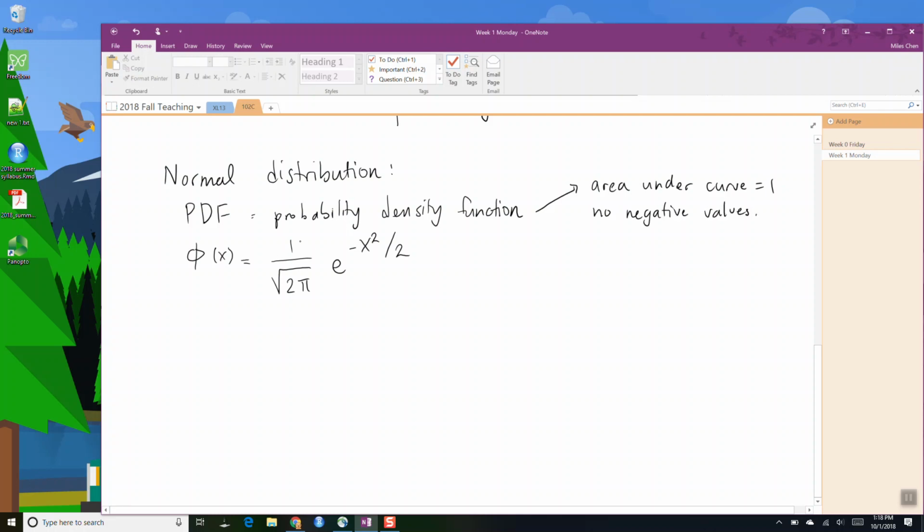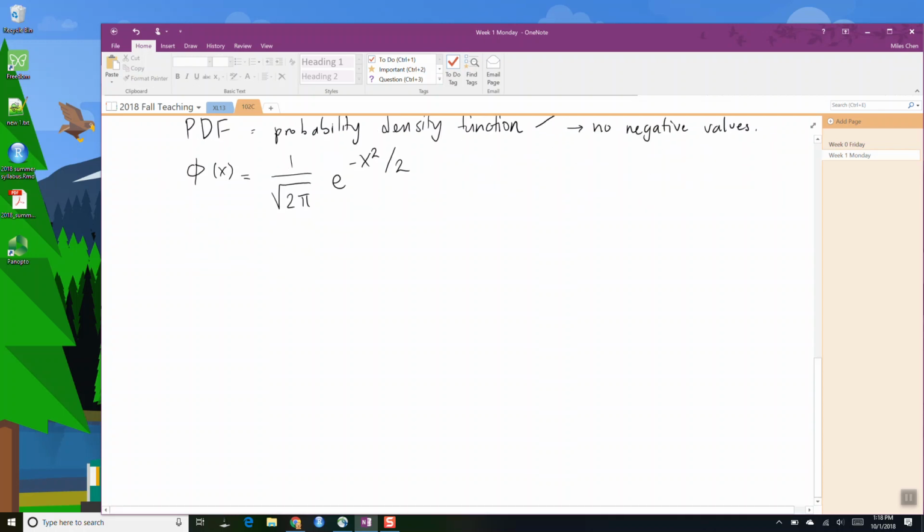And so this 1 over square root 2 pi fulfills the purpose of area under the curve equals 1. You don't put that in there, and then the area under the curve will be square root 2 pi. So anyway, the PDF of the normal distribution looks something like that. All right, and what is the CDF?